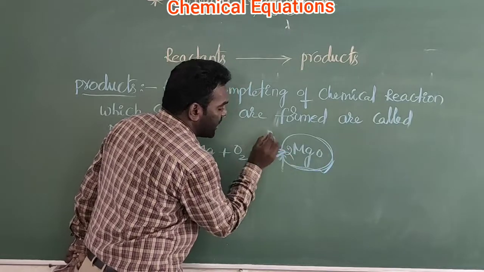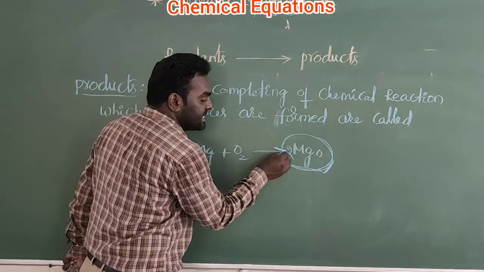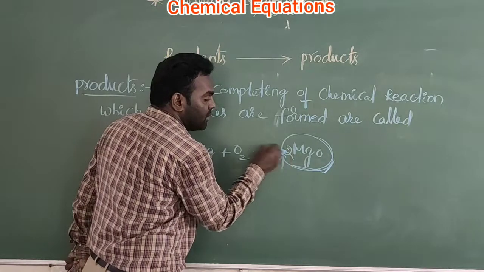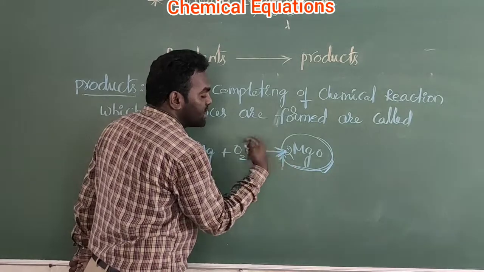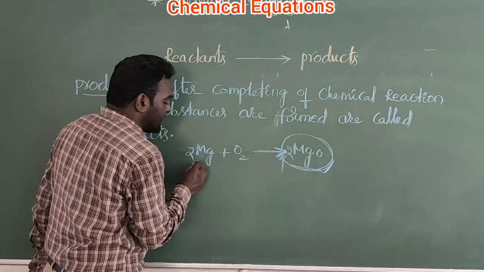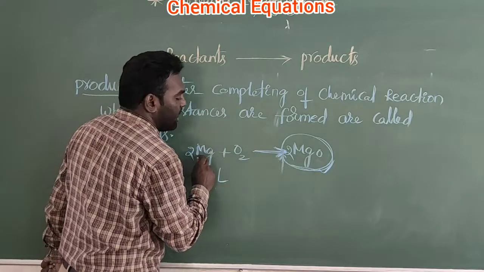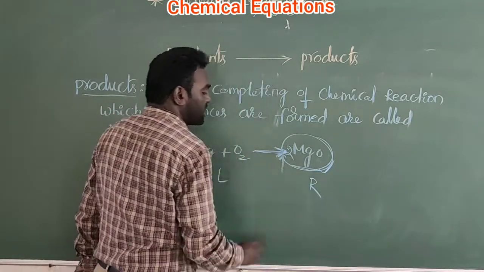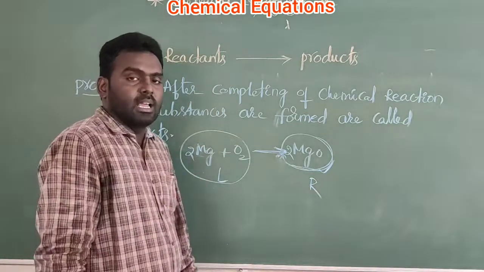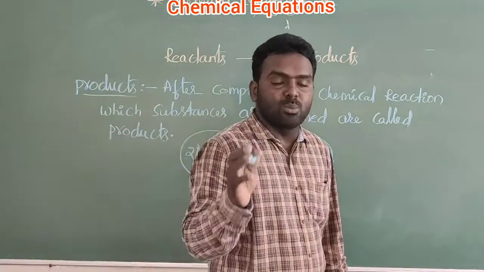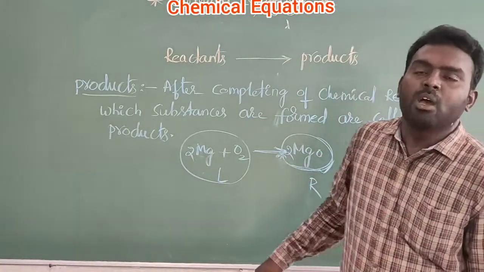Here is a very important point. This is called an arrow mark, and the head of the arrow mark indicates movement towards the completion of the reaction. This is the initial side. The left of the arrow mark and the right of the arrow mark: on the left-hand side you must always write the reactants, and on the right-hand side of the arrow mark you must always write the products.